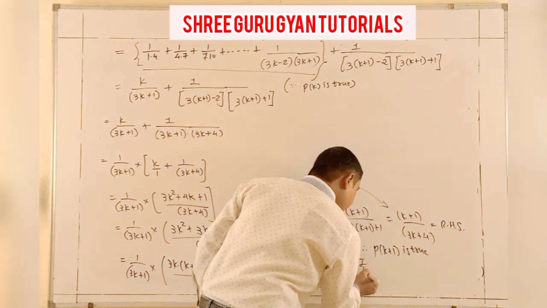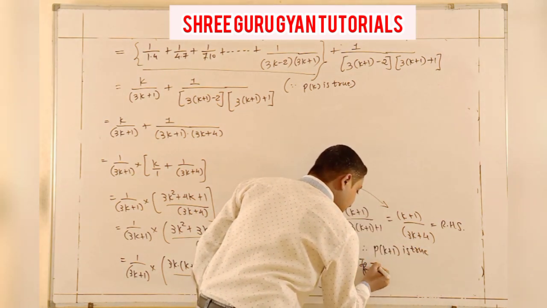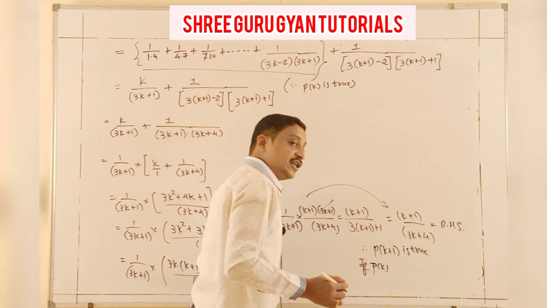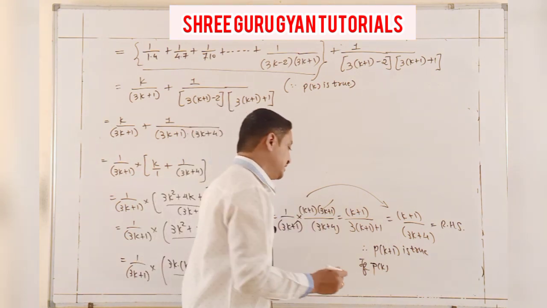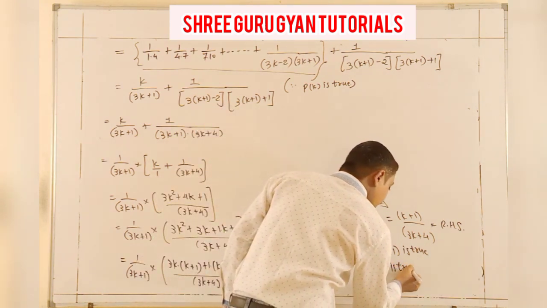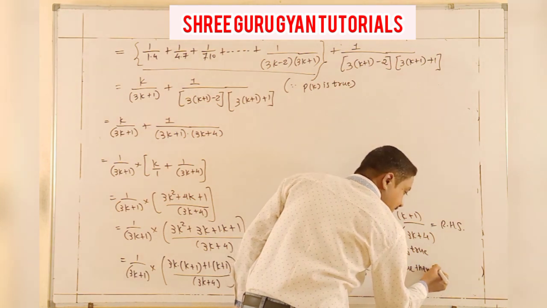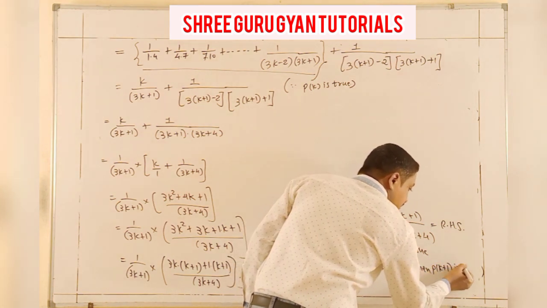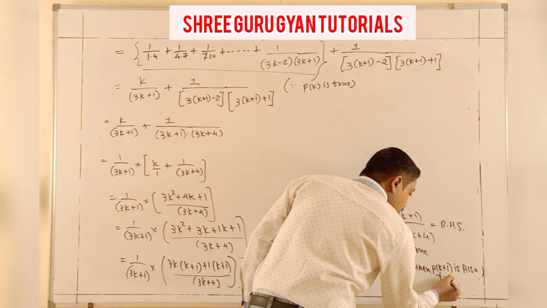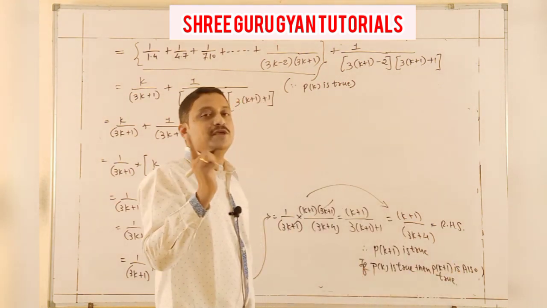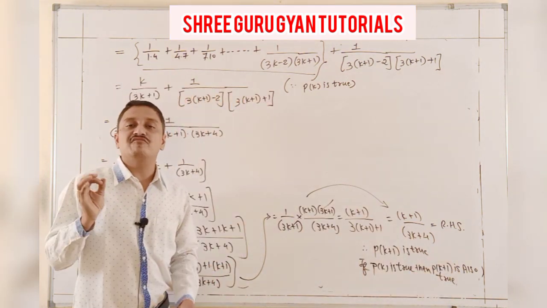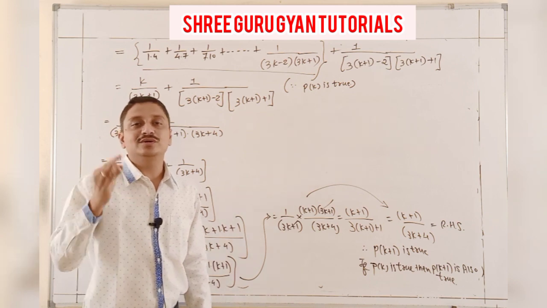So if Pk is true, yes students, finally you must write down the last 3 lines. Pk is true, then P of k plus 1 is also true. And last, write down, so by induction Pn is true for every n belonging to natural numbers.